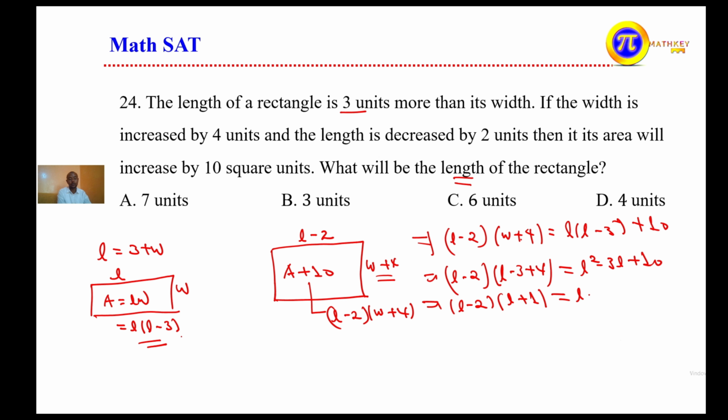Which is equal to L square minus 3L plus 10. When we simplify this one, L times L is L square, L times 1 is L, minus 2L times 1 is minus L, minus 2 times 1 is minus 2. Which equals L square minus 3L plus 10.